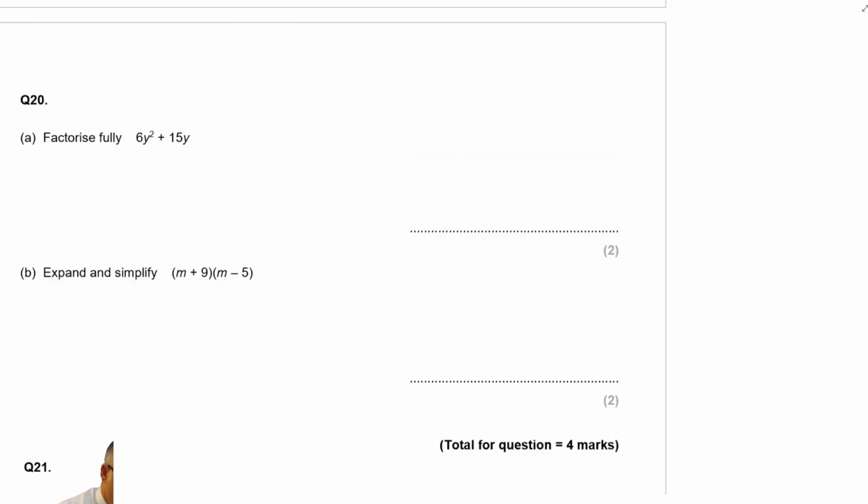Okay, another factorisation. So the highest common factor for both of these, start off. We don't have a trinomial, so it's not a double bracket. Start off by looking at the highest common factor. 3 goes into both of these, and y goes into both of these. So take the 3y out. What do I times 3y to get 6y squared? I times it by 2y. What do I times 3y by to get 15y? I only have to times it by 5.